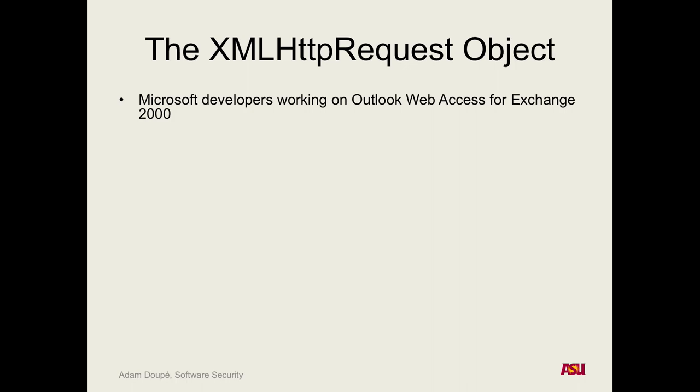But they said, we want to make a web version of Outlook, and every time I click an email, I need to wait for my client to make a request to the server, and then the server to generate the entire HTML of the page and send it back. Wow, this is super slow.